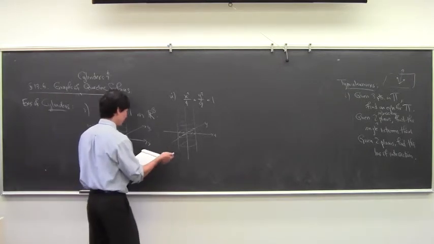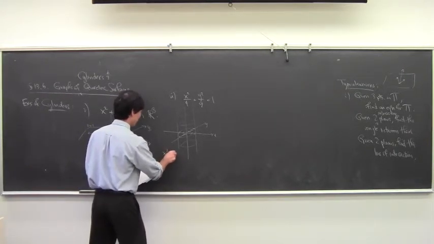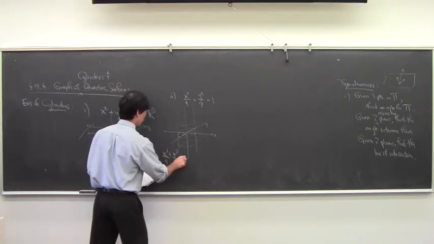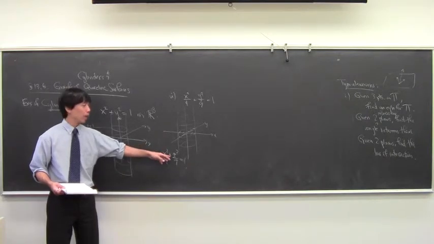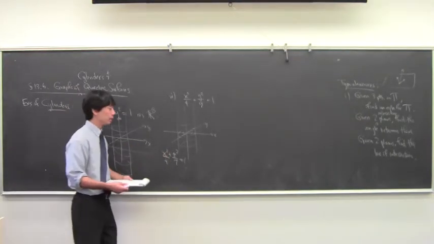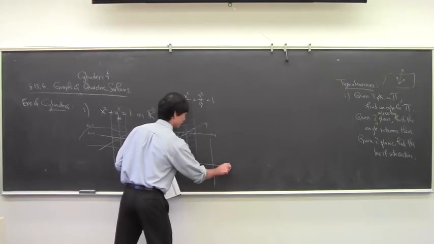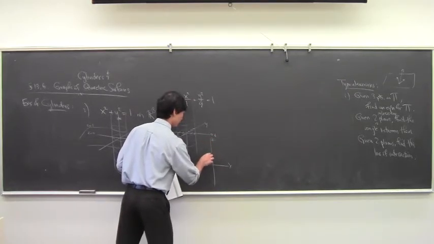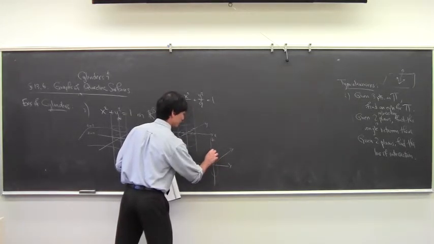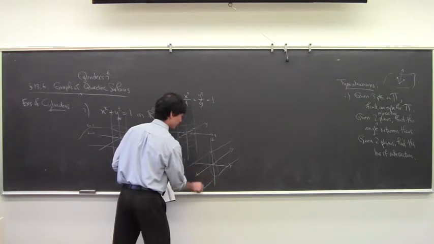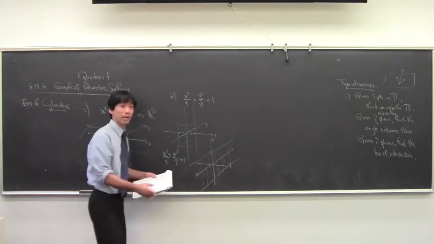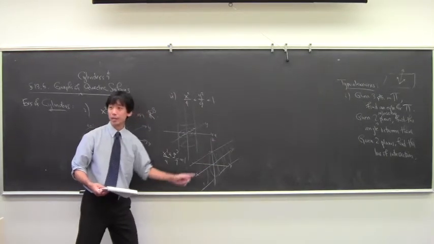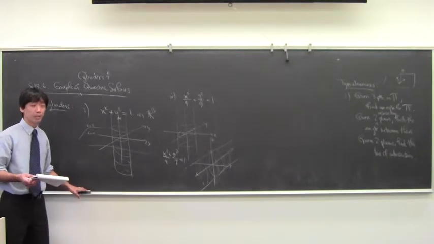Okay. You could have it in the xz plane, right? If y is the thing that's left out, then here's x, here's z, and it's going to look like this, extended in this direction. It's going to go along the y-axis, into the board and out. Okay, not particularly exciting.